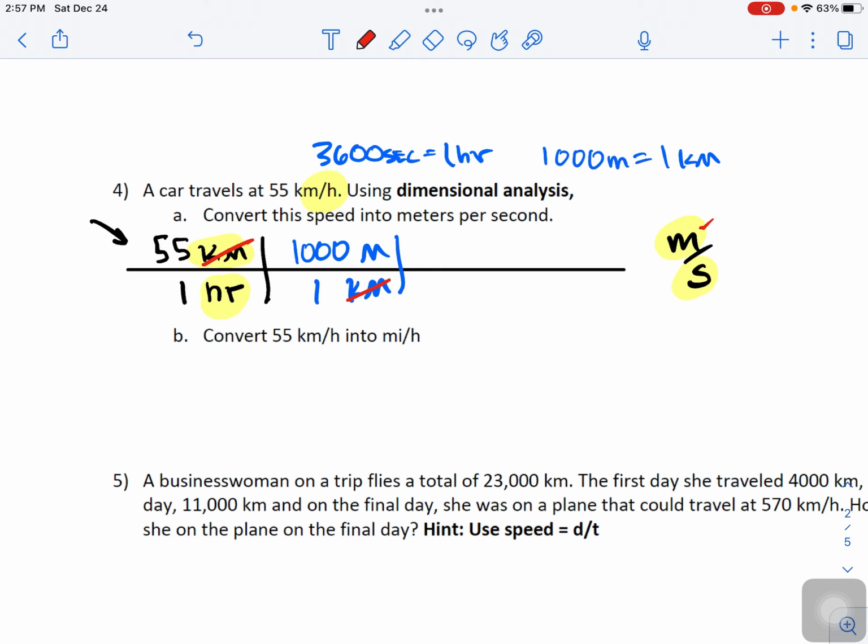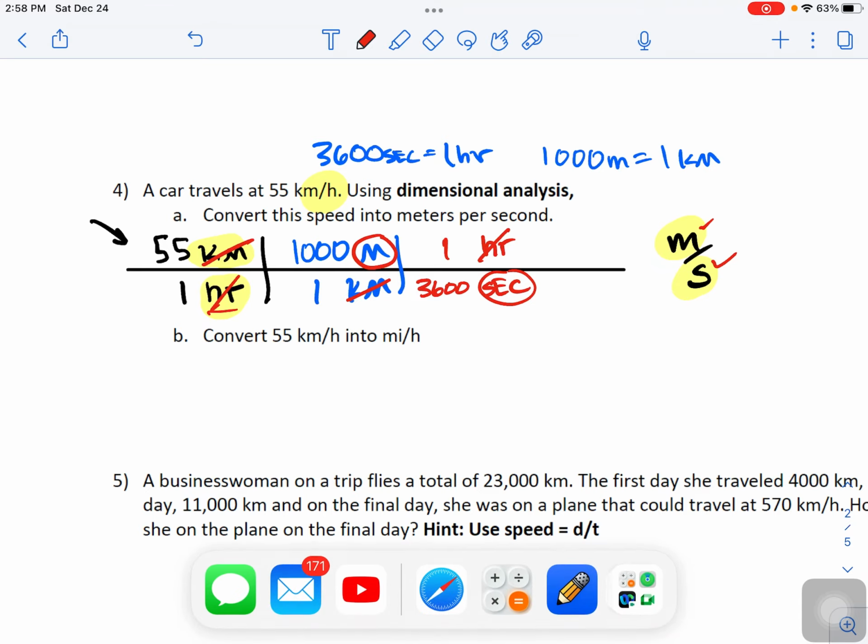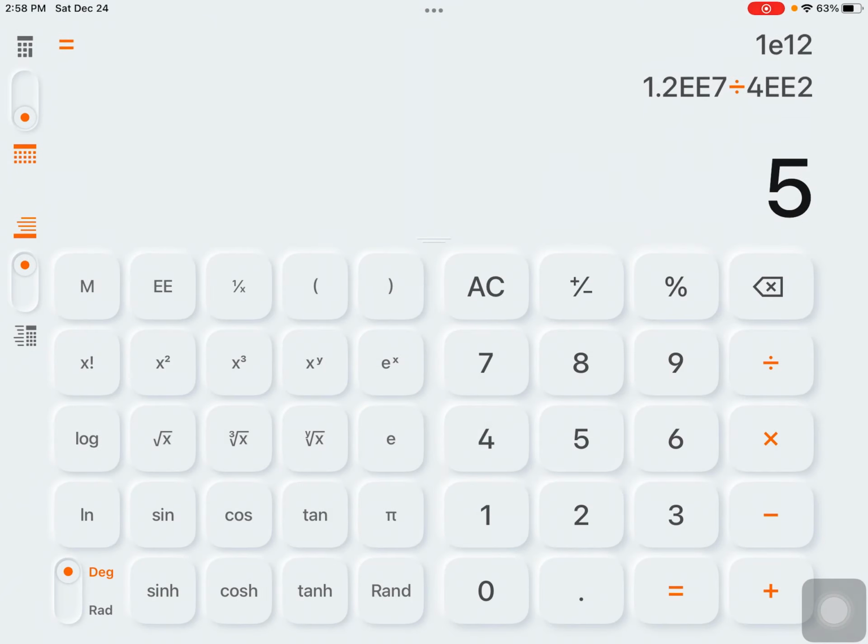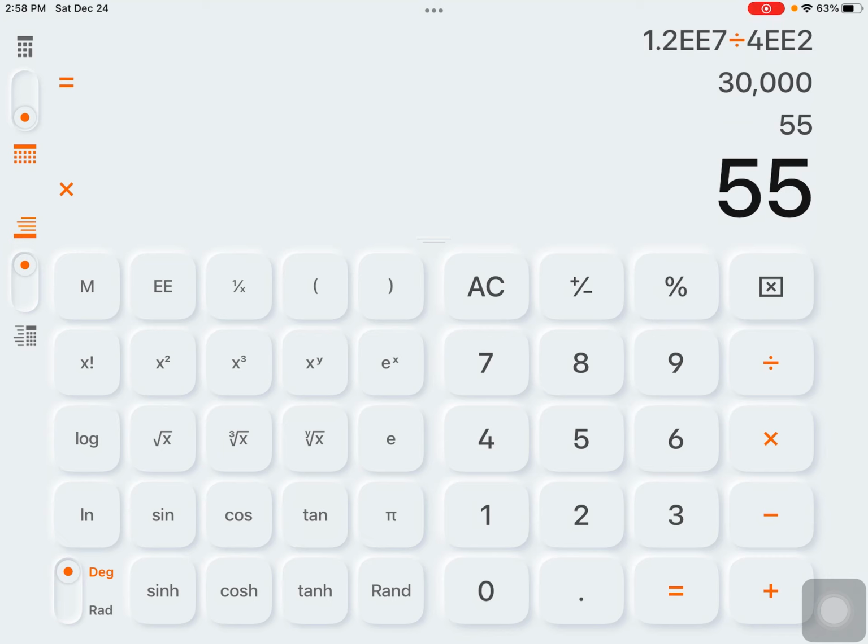Okay. I need to cancel out hours, so I'm going to have hours in the numerator since it's in the denominator to begin with. And then I would introduce seconds in the denominator, and my conversion factor is 3,600 seconds in 1 hour. And hours then will cancel with hours. And the final units that you have remaining are meters in the numerator, seconds in the denominator. Check, check.